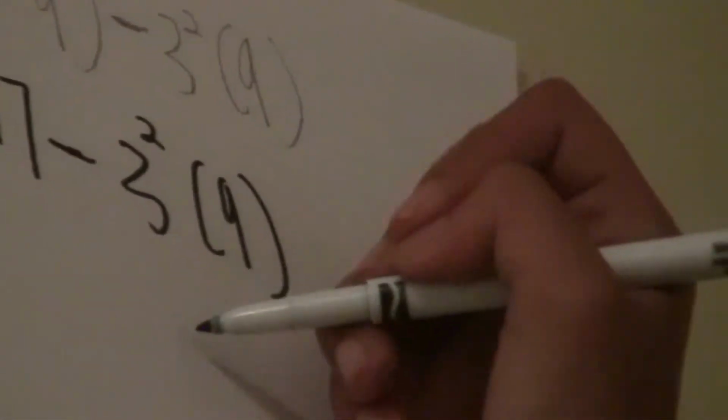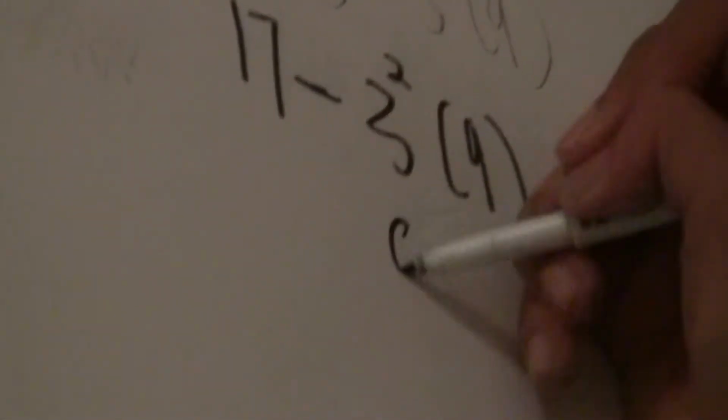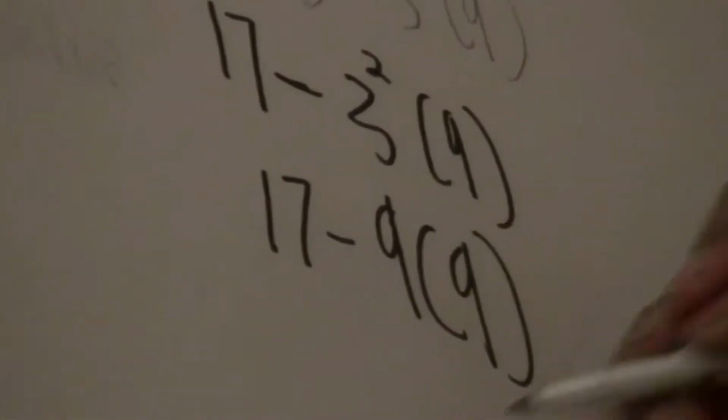So next in PEMDAS is exponents. So 3 squared equals, in our exponents and powers video, we should know how to do this. So 3 squared is 9. 17 minus 9. Now, next in PEMDAS is multiplication. Even though I said left to right, you still have to follow PEMDAS. So 9 times 9 is 81.